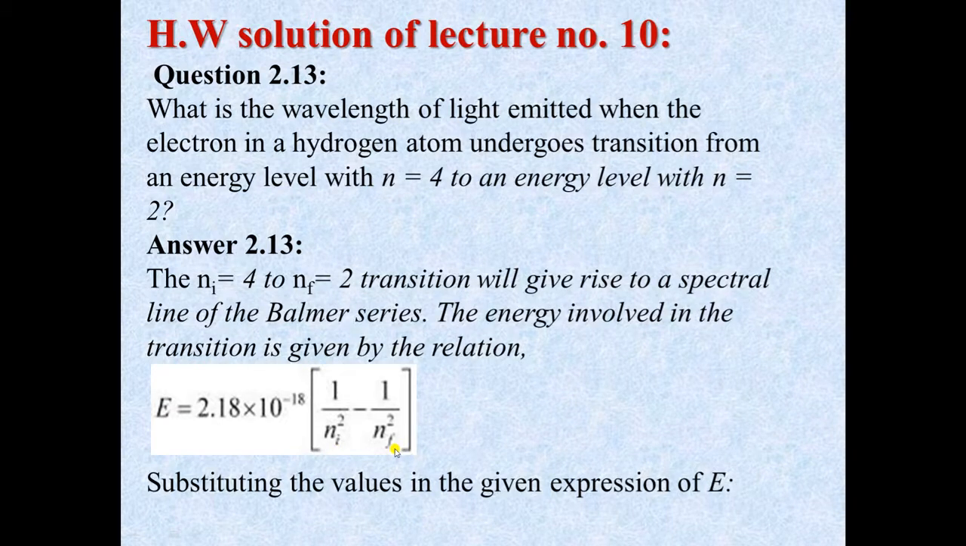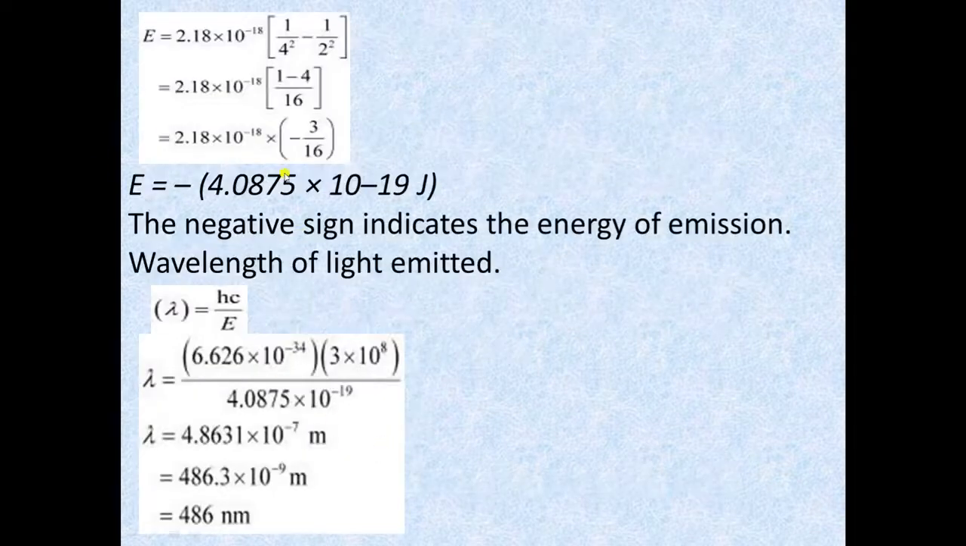So here the value of Ni is equal to 4 and the value of Nf is equal to 2, because the transition, as you can see, is from an energy level with n = 4 to n = 2. So here you will put the values of Ni and Nf, and after that we will find the value of wavelength, because E is equal to hc by lambda. Here we want to find the value of lambda, so we can write the formula this way, and here we will put all the values. This is delta E, this is also delta E.